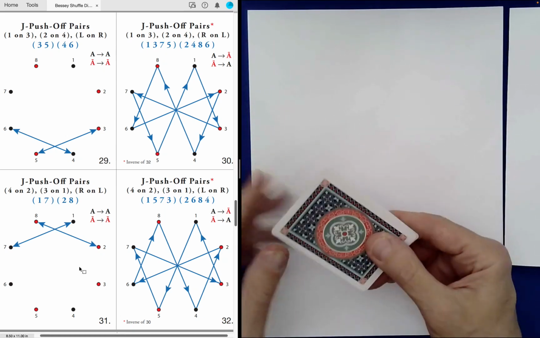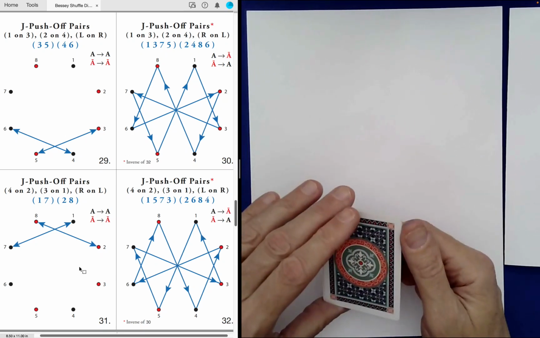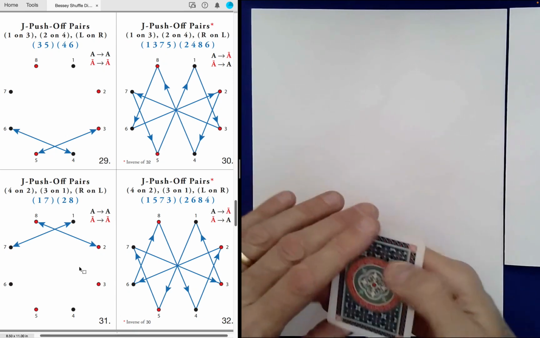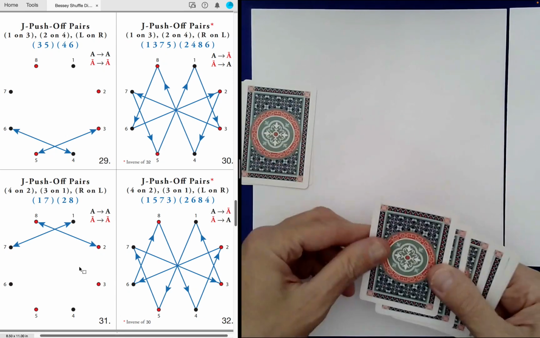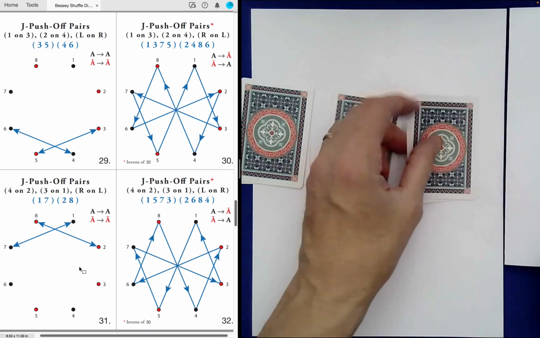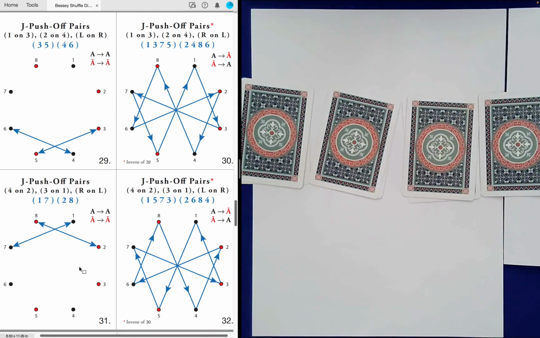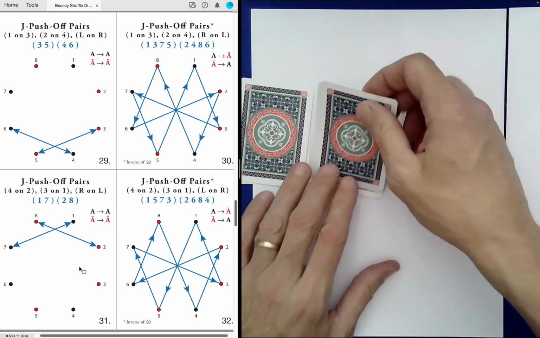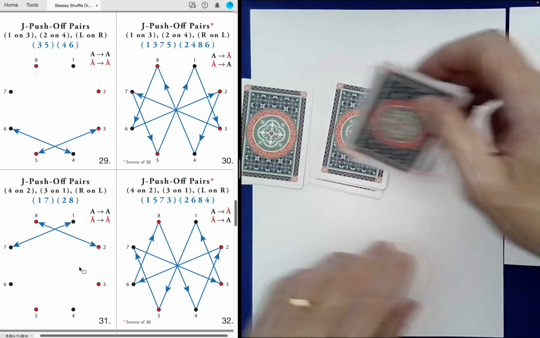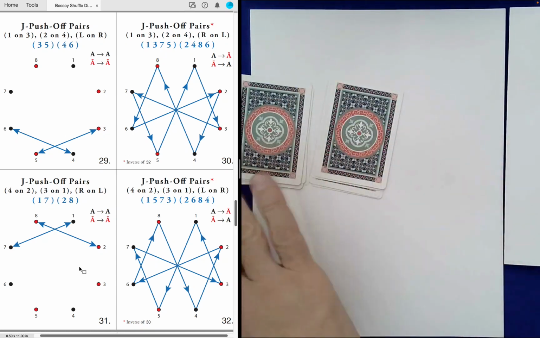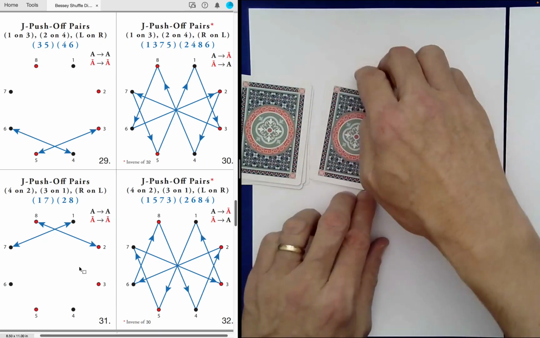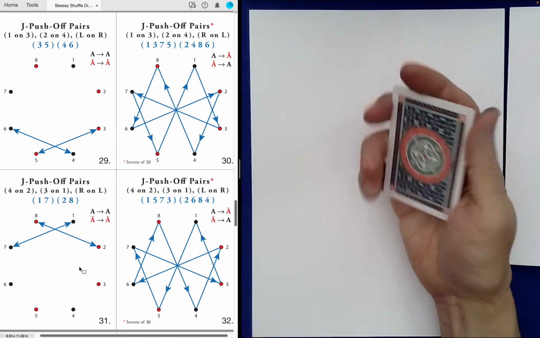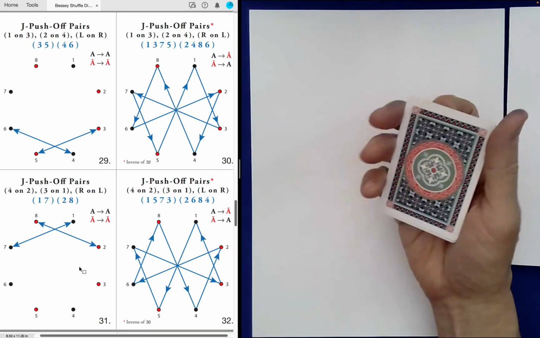Which one would you like next? Shuffle 31? Okay, shuffle 31. So we push off the pairs as before, and the stacking will be a little different. So for shuffle 31, the stacking is the fourth pile goes on top of the second, the third one goes on top of the first, so you can think of this as a leapfrog stacking, and then the right pile goes on top of the left. Very good. Okay, so we have 29 and 32 left. Which one would you like?